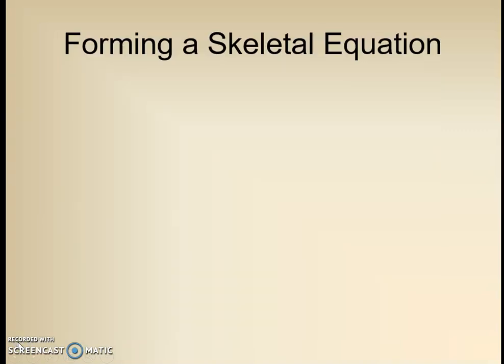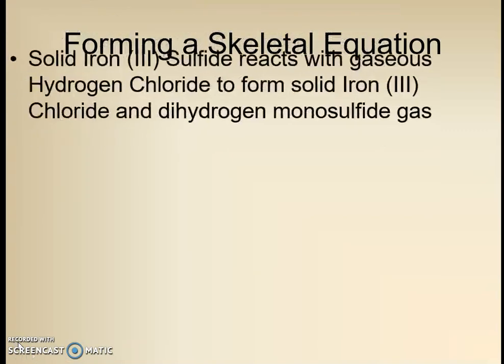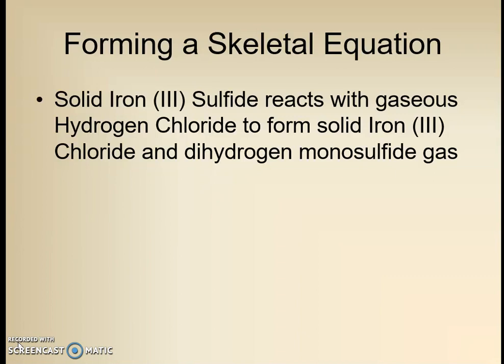So how do we get a skeleton equation? It's pretty simple. Just take a word equation, as we see here, and dissect it down and put it into the symbols and the formulas that are needed for those substances within this reaction. So we have solid iron(III) sulfide reacting with gaseous hydrogen chloride to make solid iron(III) chloride and dihydrogen monosulfide gas. So let's take it piece by piece and work our way through this equation here.